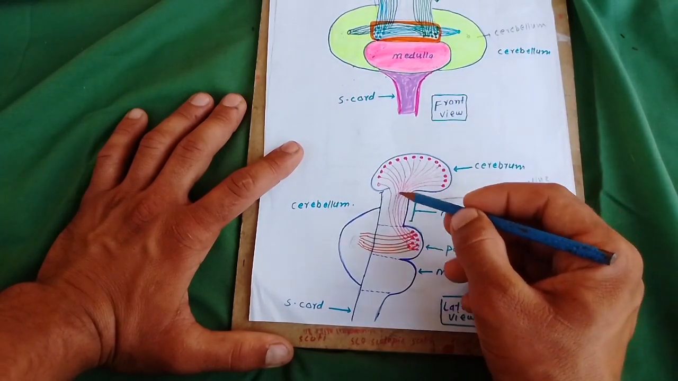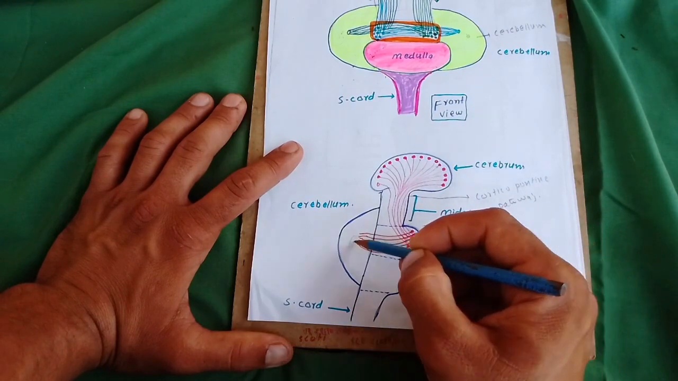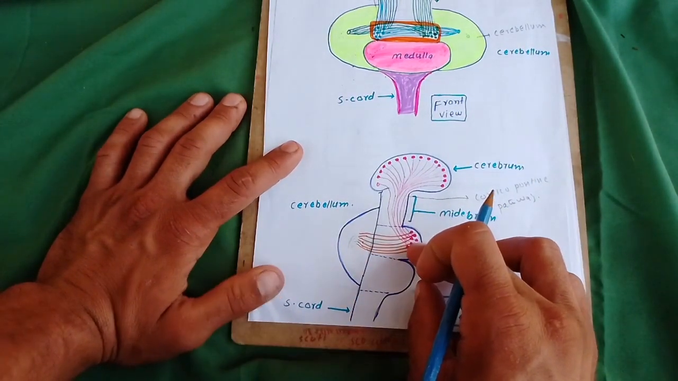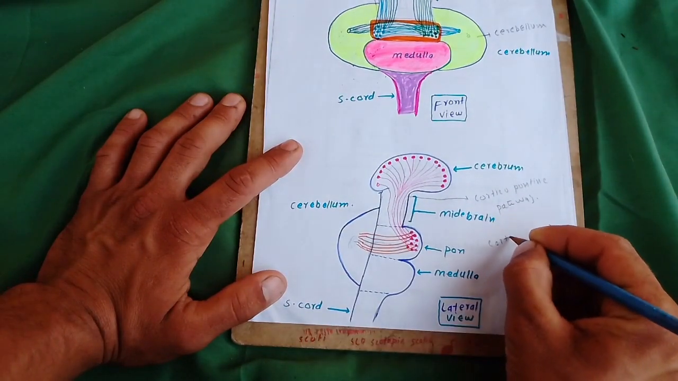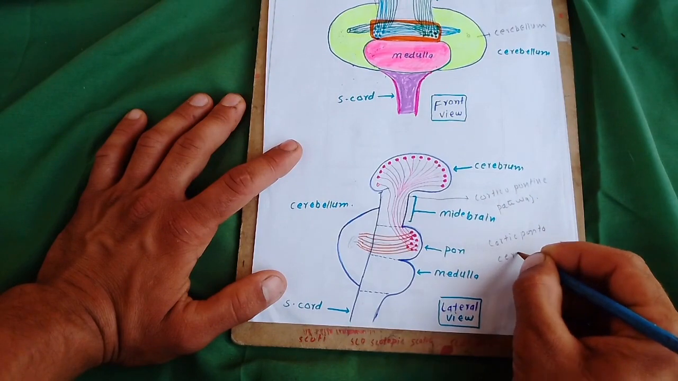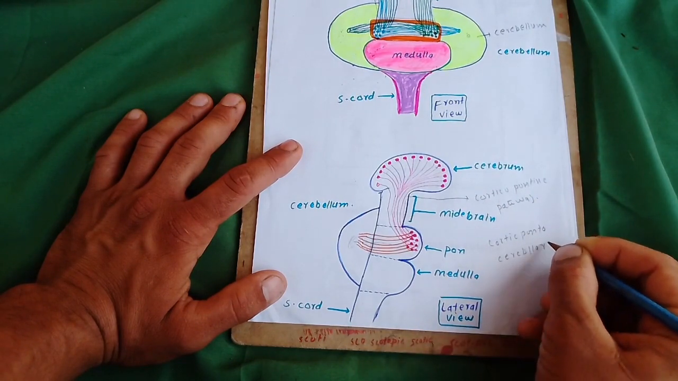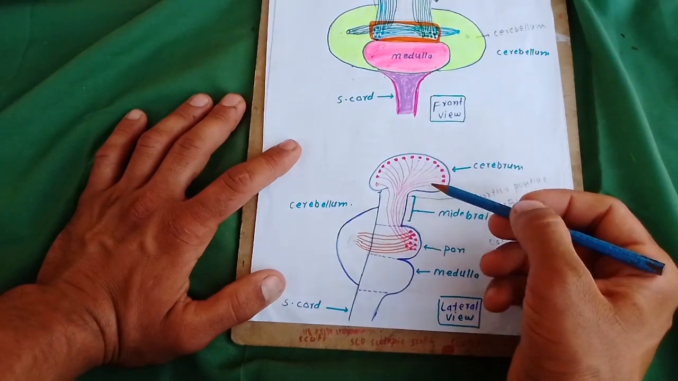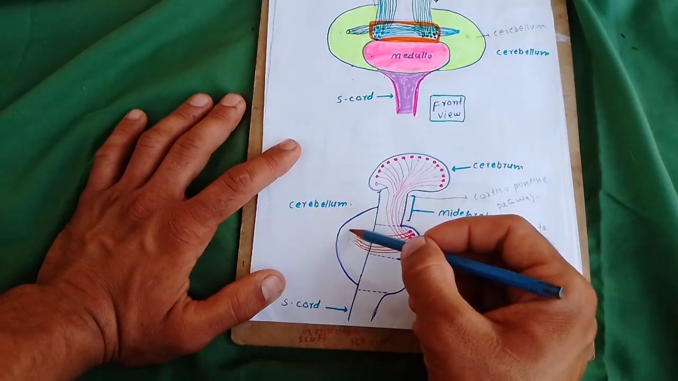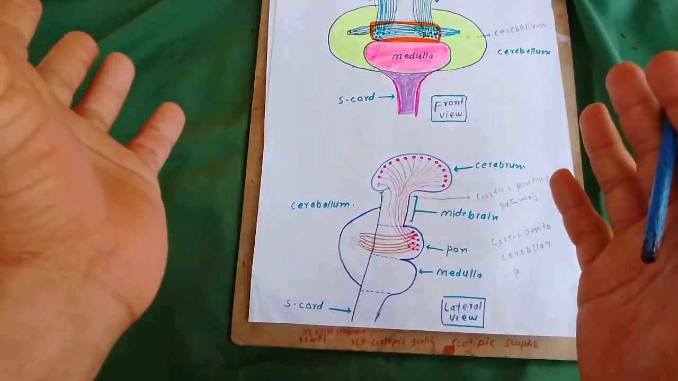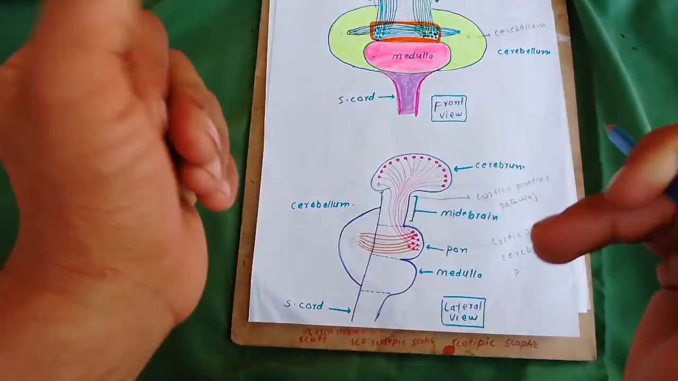While this pathway from this point up to this point and from this point up to this point is called corticopontocerebellar pathway, because it combines together the cortex of the cerebrum with the pons and then the cerebellum. Okay, so this is a communicating pathway which is mainly in the pons.